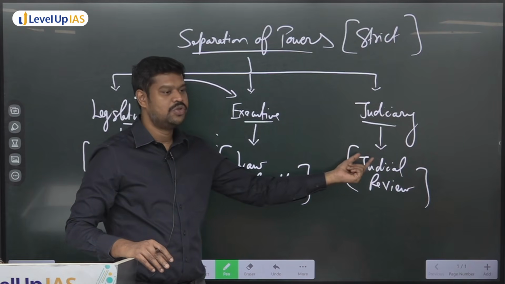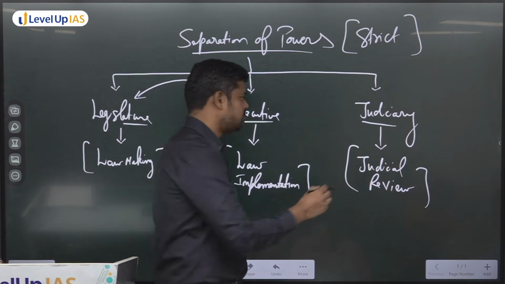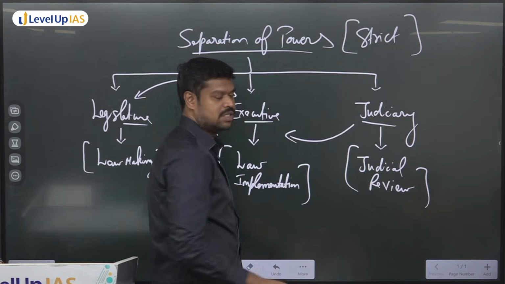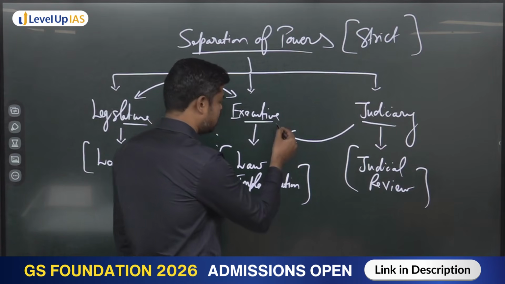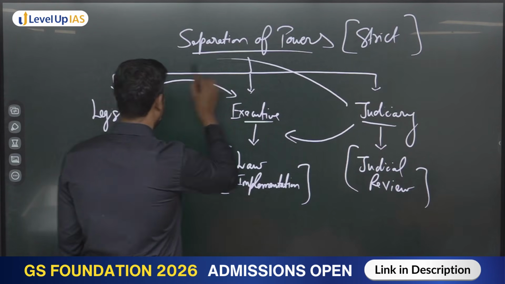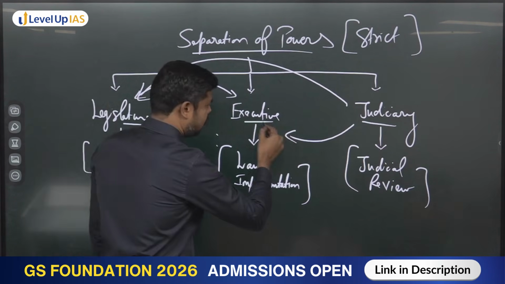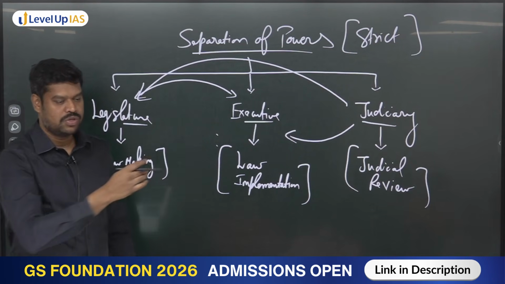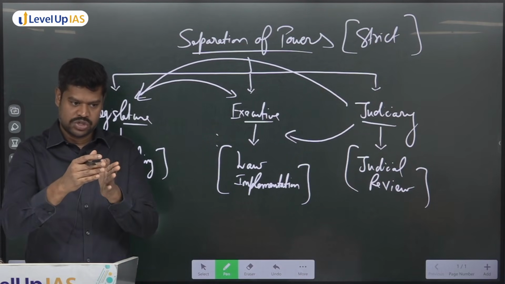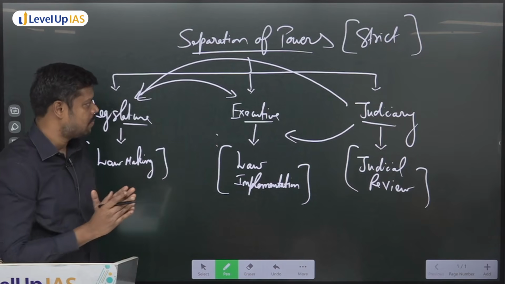Yes, they have the power of judicial review. Through the power of judicial review, they can strike down the laws made by the legislature. They can also strike down the actions of the executive. So this is some element of control that the judiciary has over the legislature and the executive.